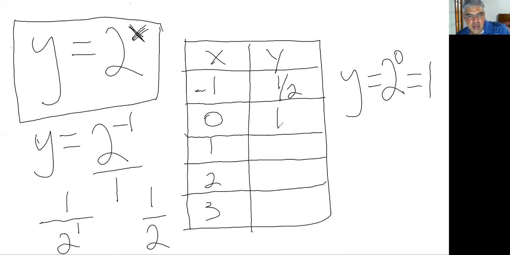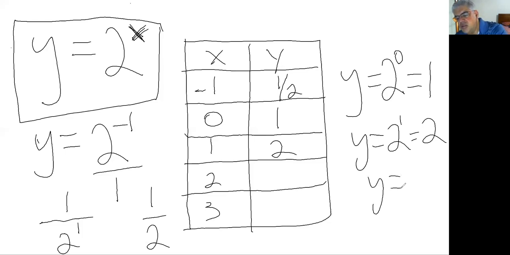What's happening when x is 1? Y will be 2 to the 1, and 2 to the 1 is just 2. So when x is 1, y is 2. And what we begin to see here is that things are going to double. So when x is 2, y is equal to 2 to the 2. We always have that 2 base, and the exponent is what's changing. 2 to the 2 again is 4.